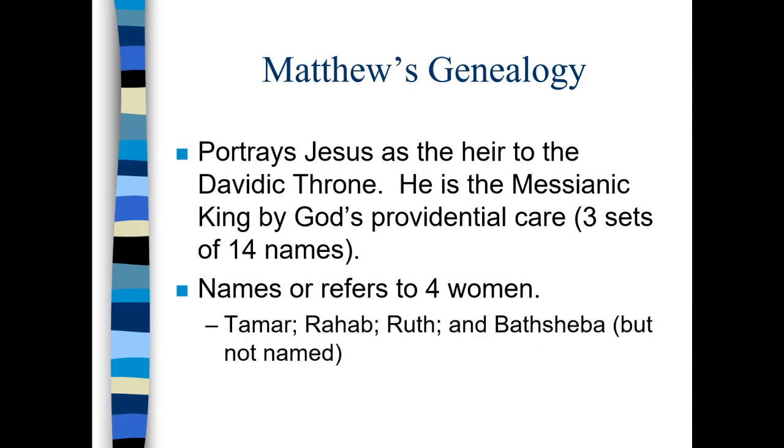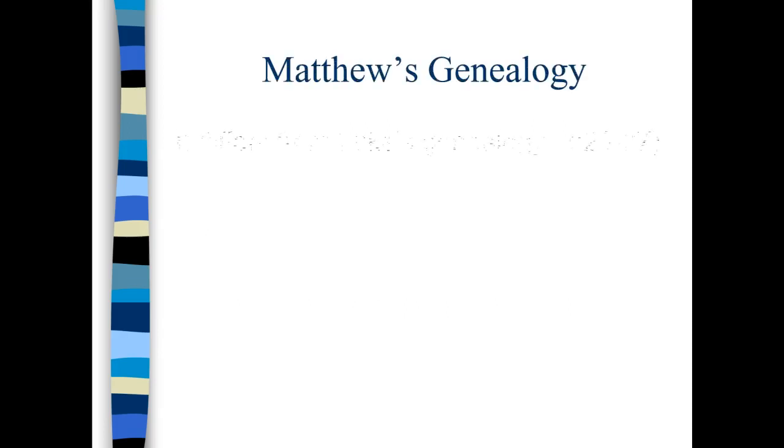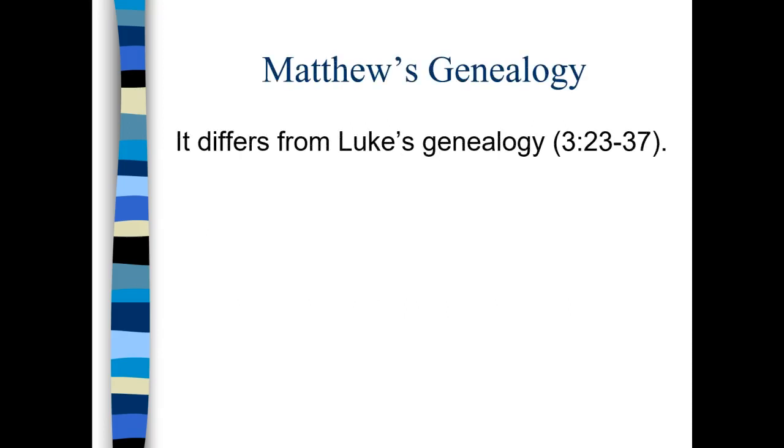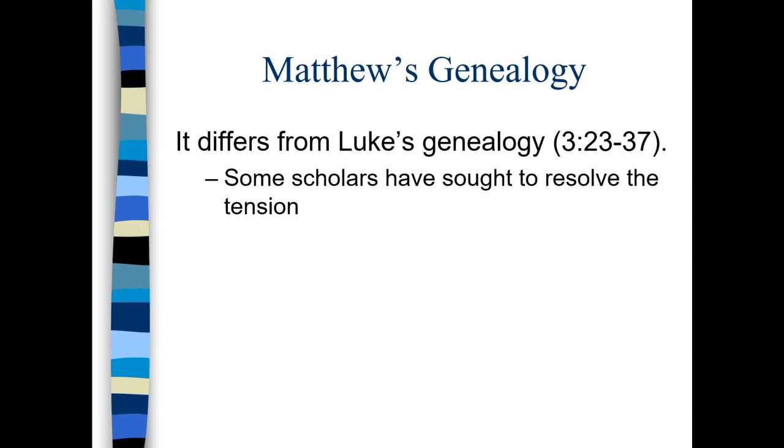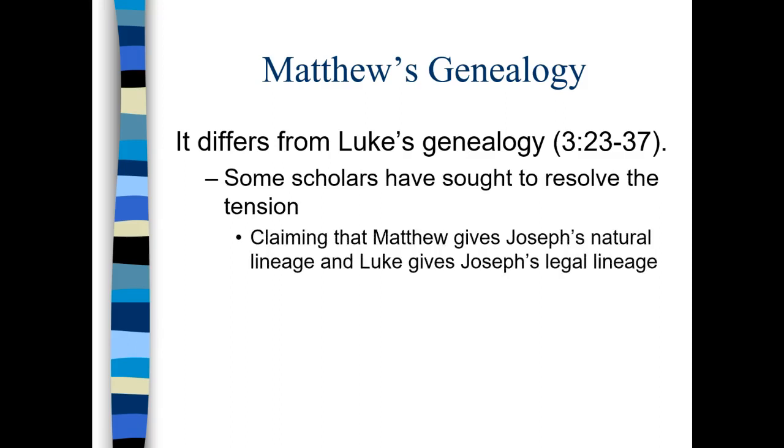It's quite odd. So as I mentioned, we have these women: Tamar, Rahab, Ruth, and Bathsheba. And Bathsheba is not named. So the genealogy does differ from Luke's genealogy, and so anybody who wants to compare that, again, there has to be some kind of explanation for it. Some scholars have sought to resolve the tensions, claiming that maybe Matthew gives Joseph's natural lineage and Luke gives Joseph's legal lineage, but in both cases, it is Joseph's line that is given, not Mary's.